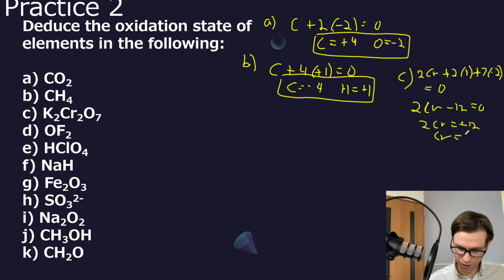Again, it's a transition metal. It can have commonly high oxidation states. And we did make some assumptions there about the other ones. O is minus 2 and K is plus 1 by following the rules.